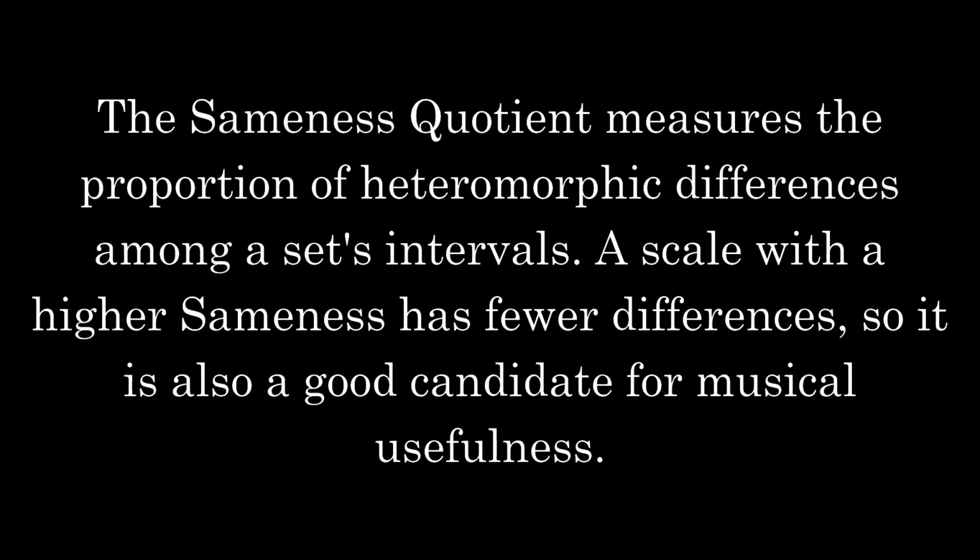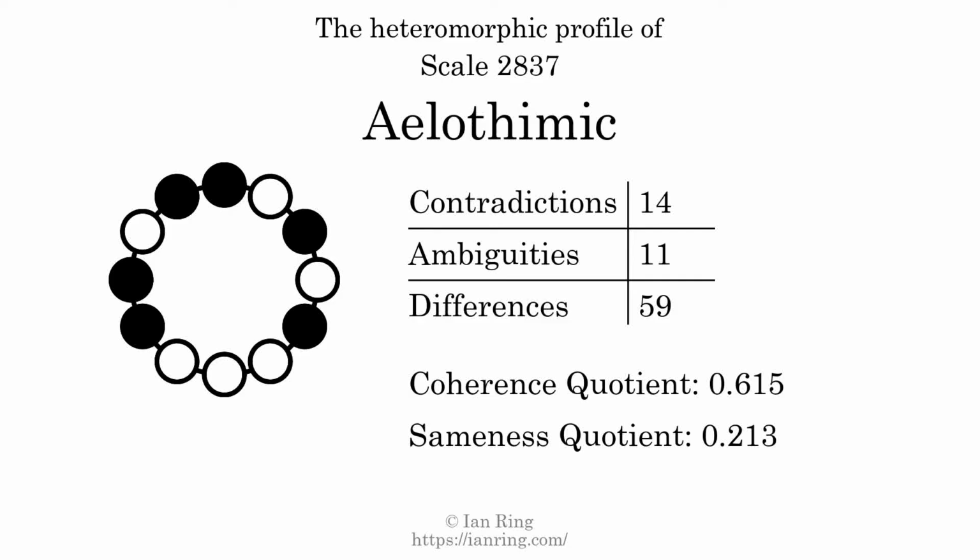The sameness quotient measures the proportion of heteromorphic differences among a set's intervals. A scale with a higher sameness has fewer differences, so it is also a good candidate for musical usefulness. The sameness quotient is 0.213.